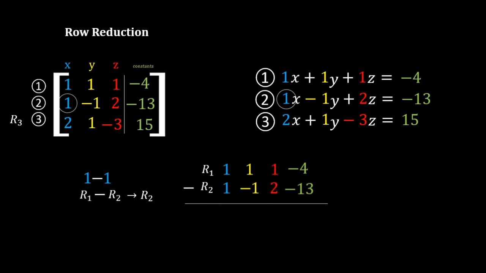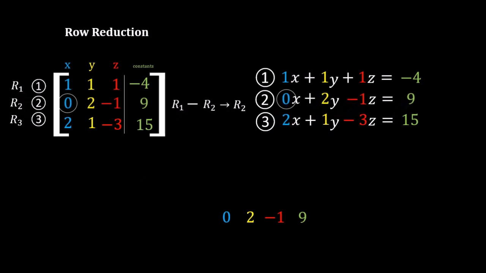Subtracting corresponding terms, 1 minus 1 equals 0, 1 minus negative 1 equals 2, 1 minus 2 equals negative 1, negative 4 minus negative 13 equals 9. Then we'll place this resulting row into row 2 and equation 2. Our system of equations will be displayed normally on the right side, so you can compare what each process does. We've got a 0 in row 2, column 1, so we can move on to row 3, column 1.